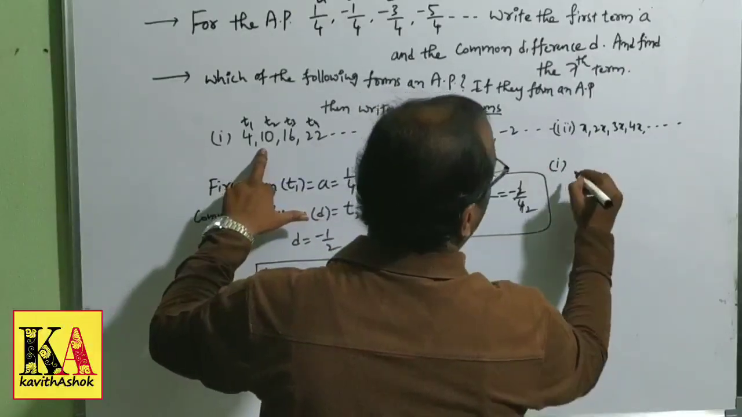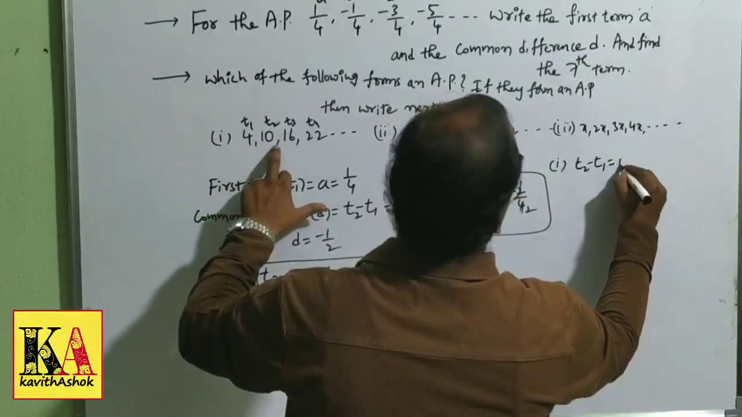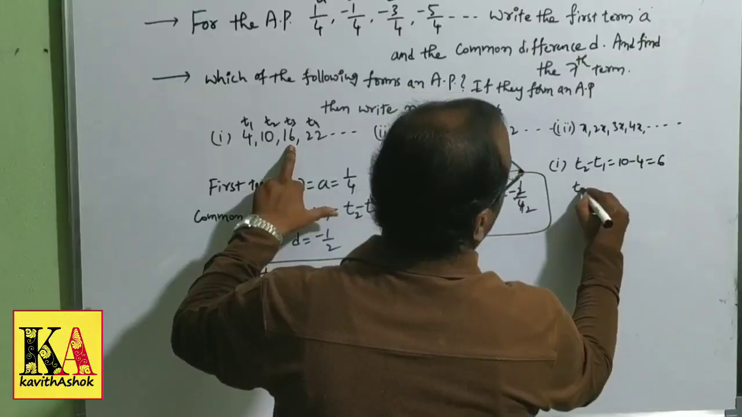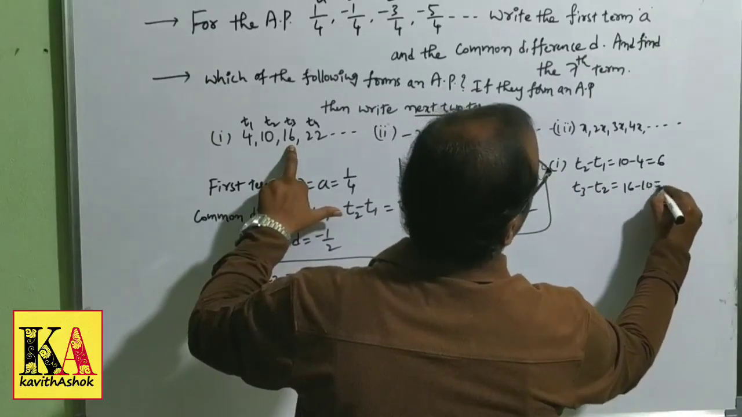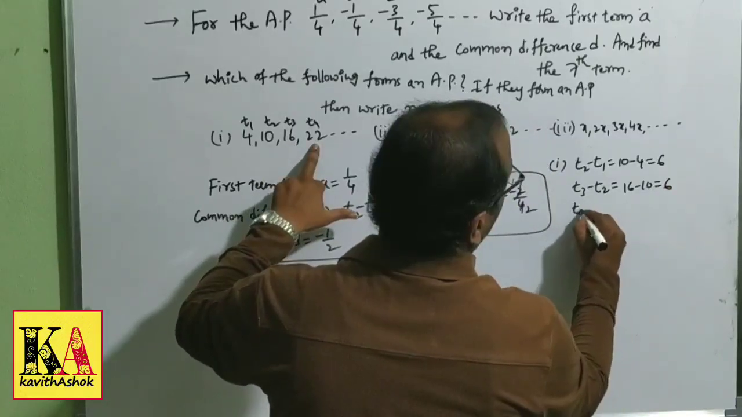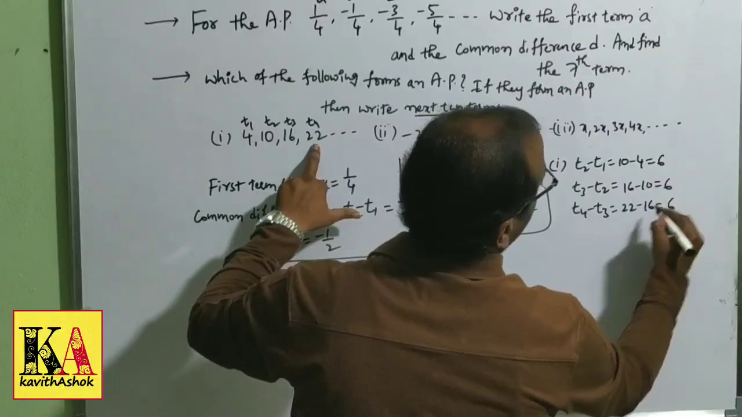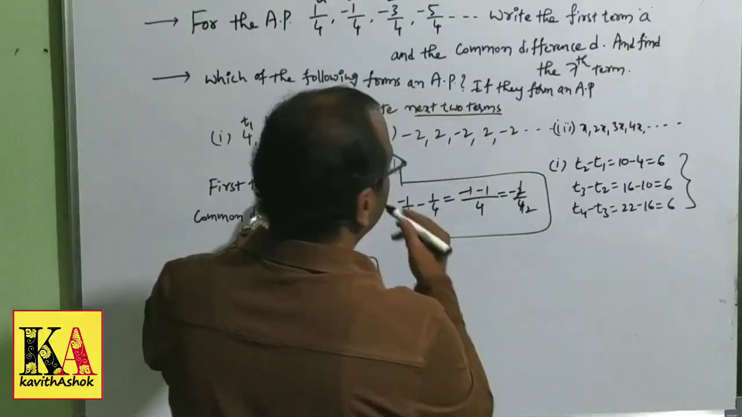For this problem, first we calculate the common difference. T2 minus T1, 10 minus 4, that is equal to 6. Next, T3 minus T2, 16 minus 10, that is also 6. T4 minus T3, 22 minus 16, this is also 6. The common difference is the same in all these cases. So that's why it is in AP.